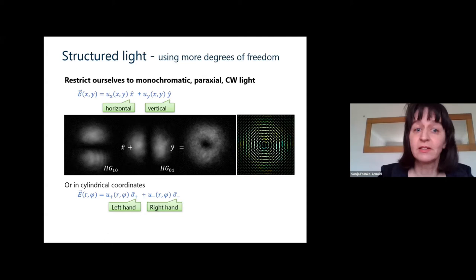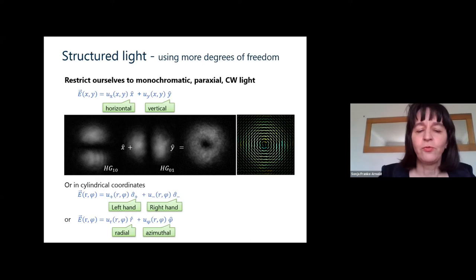Or maybe even more bizarre, we could use the modes that you see here, so these azimuthal beams or the radial beams, as our polarization system. So these as well are legitimate polarization degrees of freedom, and they become interesting in particular if we are interested in strong focusing, because then one of them stays as it is and the other one converts into longitudinal polarization.